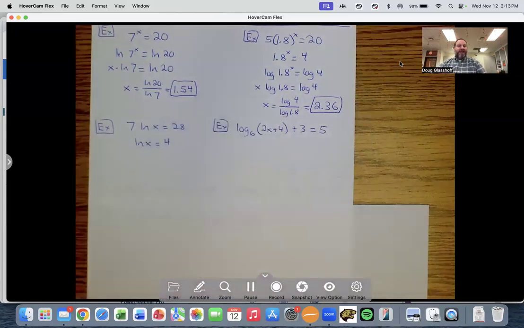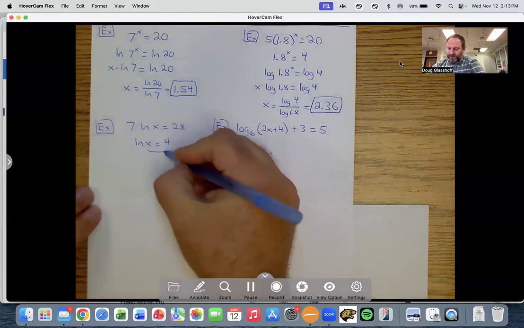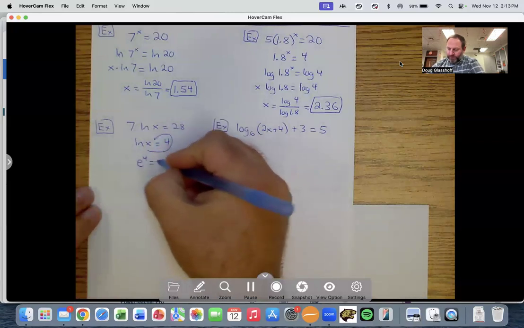Now I'm going to change this back to an exponent. Remember, I can use the definition. I always call it that looping. So down here, remember, that's a base of e. So it's e raised to the 4th equals x. e raised to the 4th equals x.